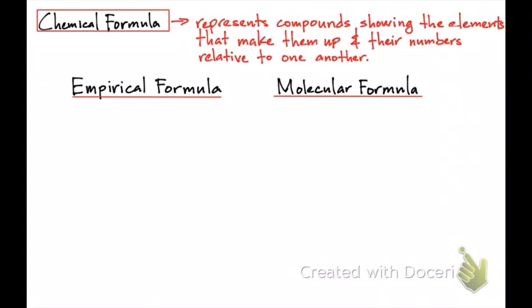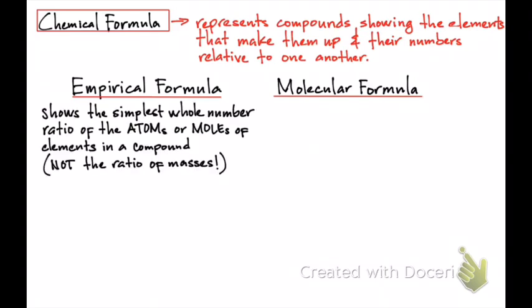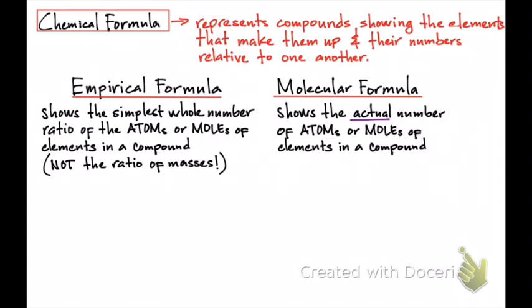Empirical formula, by definition, basically shows you the simplest whole number ratio of the atoms or moles of elements in a given compound, whereas molecular formula shows you the actual number of atoms or moles of elements in a given compound. And so I mentioned earlier that empirical formula is basically the simplified version of the molecular formula. So let's look at some examples here.